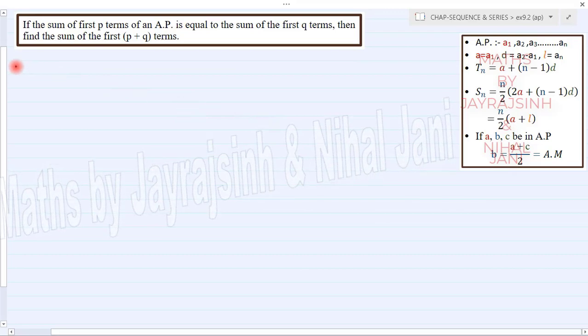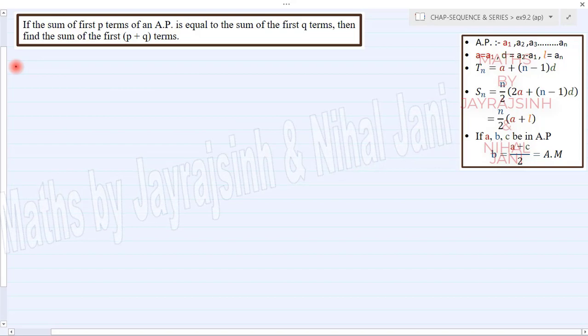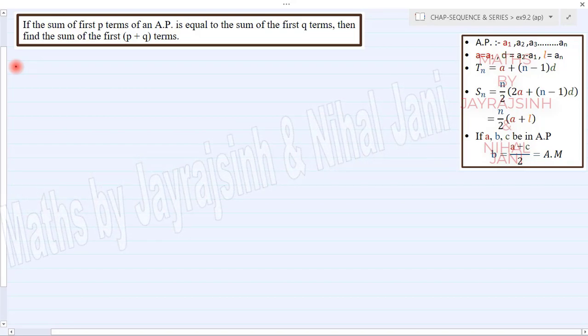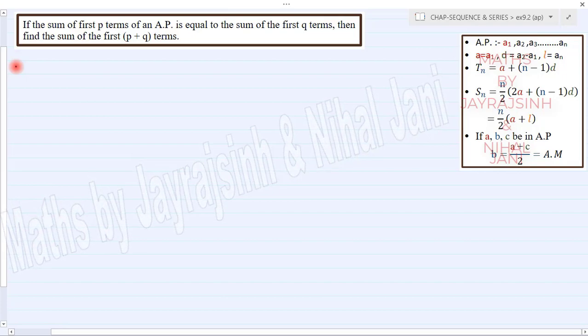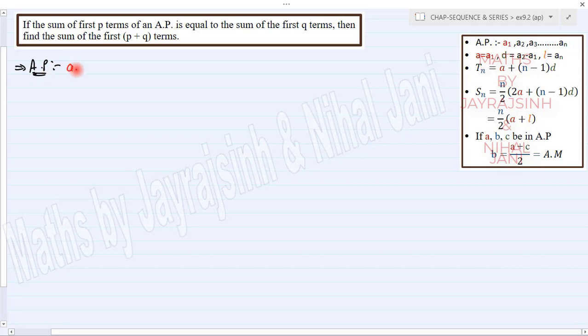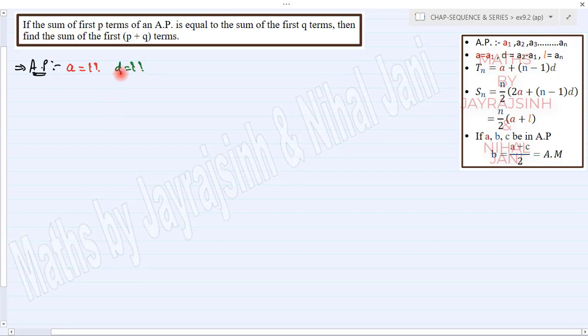Here we have the sum of p terms of an AP is equal to the sum of first q terms. Then we have to find the sum of first p plus q terms. Let's consider an AP having first term equal to a, which is not given, and the common difference equal to d, which is also not given. So we have two unknowns.